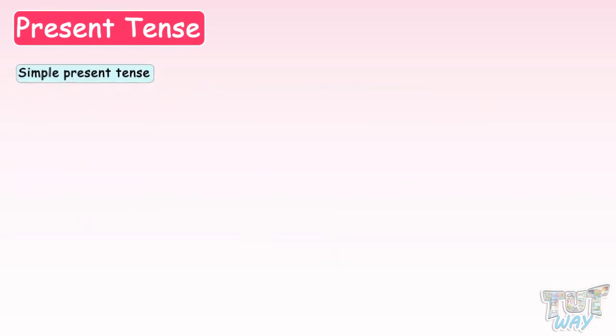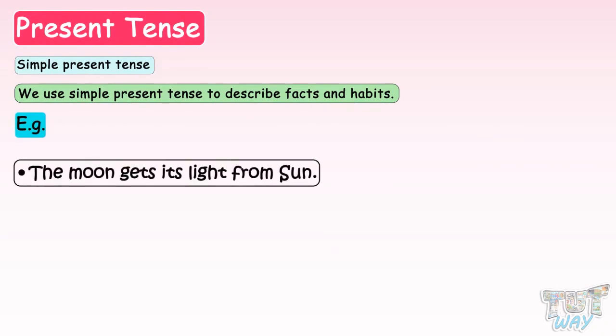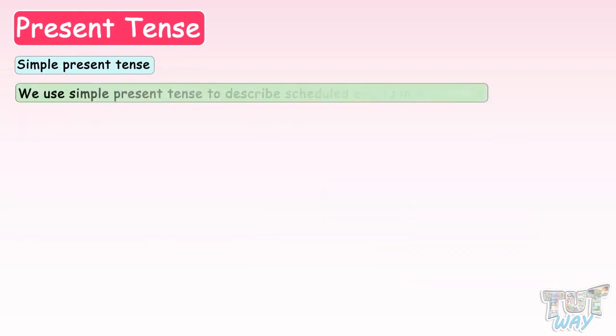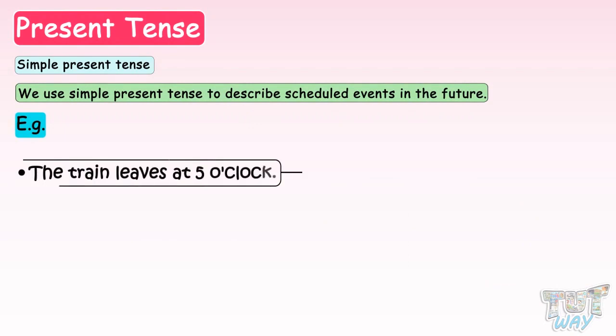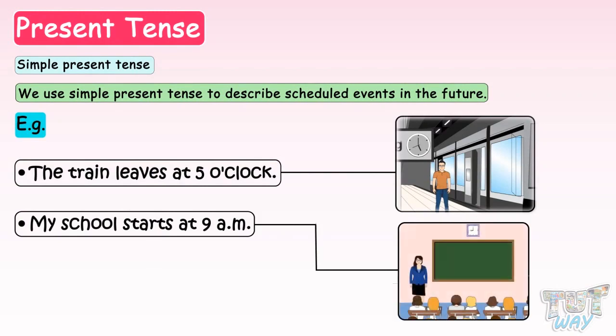We use simple present tense to describe facts and habits. For instance, the moon gets its light from the sun. The stars shine at night. We also use simple present tense to describe scheduled events in the future. For instance, the train leaves at 5 o'clock. My school starts at 9 a.m.